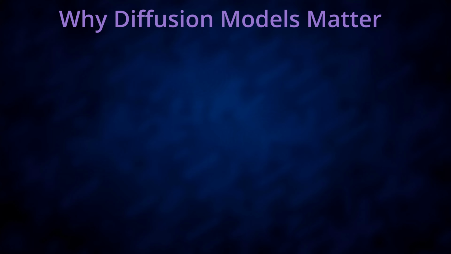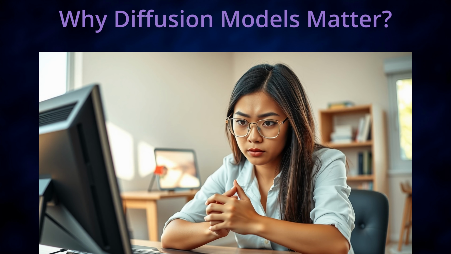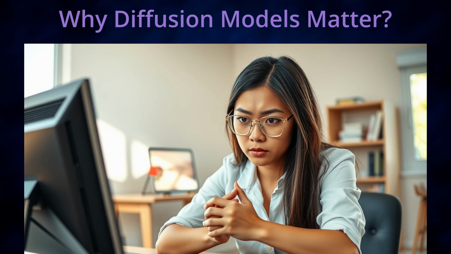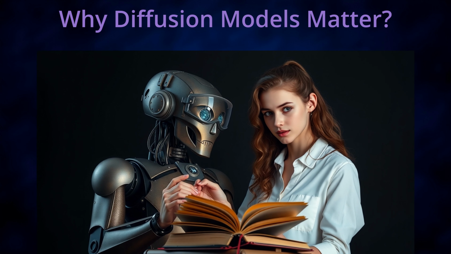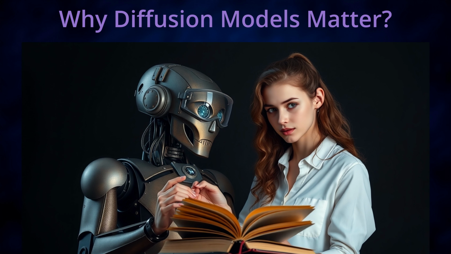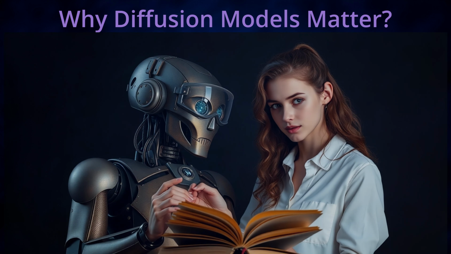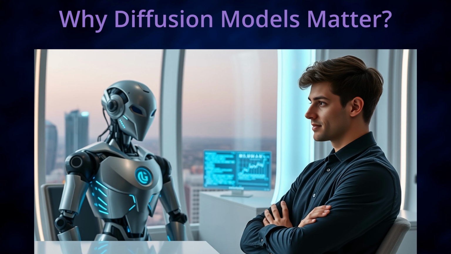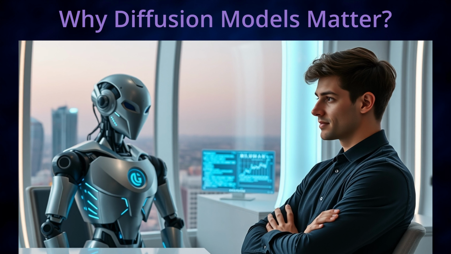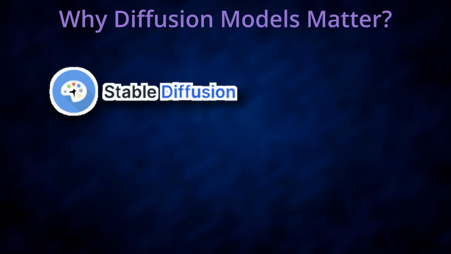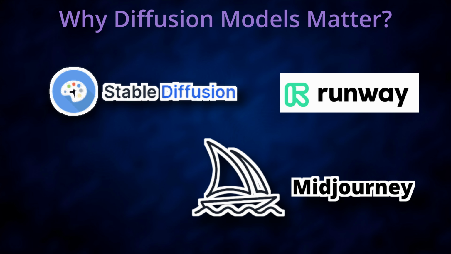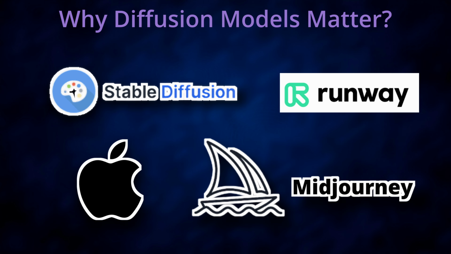Why diffusion models matter. Before diffusion models, AI struggled with image generation. GANs were impressive, but unstable, hard to train, and unpredictable. Then came diffusion models. They didn't just improve image generation, they revolutionized it. Powering tools like Stable Diffusion, Midjourney, Runway Gen 2, and even Apple's new real-time generative systems.